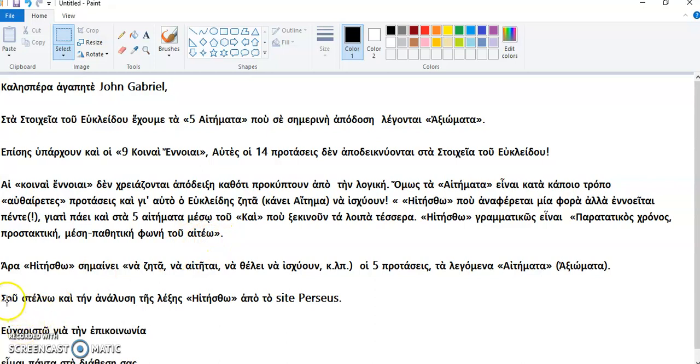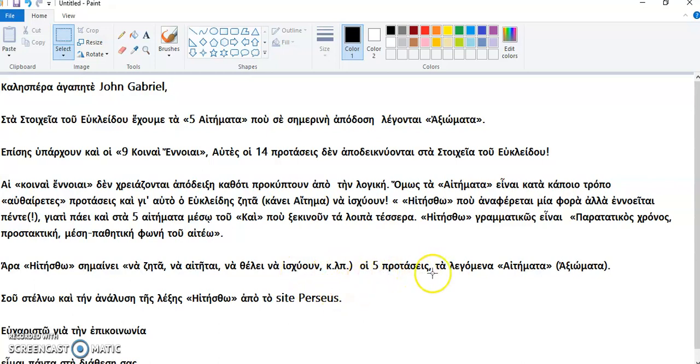And then finally it says ara, which is therefore itisto simeni nazita. This is very important. So therefore this word means to ask, okay? Na etite, to require. Na theli, to want. Na ischun, to apply, ketalipa means etc. Okay, so it doesn't mean anything to do with axioms.